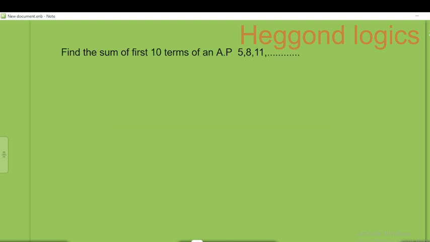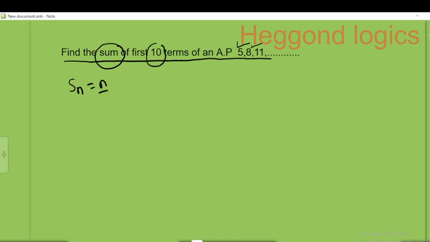Move to the next question. The next question will be: find the sum of first 10 terms of an AP. Here only the difference is n. The remaining things are as it is. The first term is 5 and the common difference is 3. Again the word sum is there, the keyword. Directly use the Sn formula.